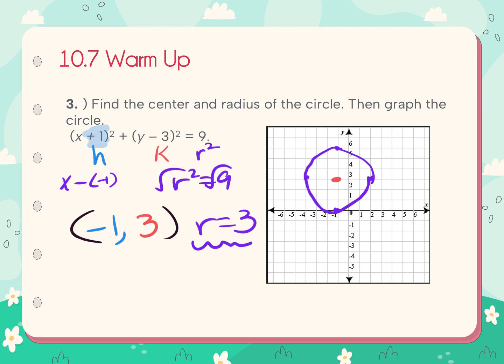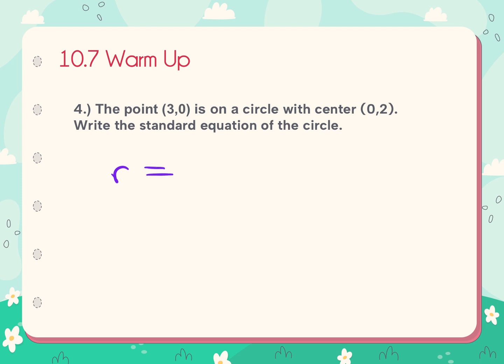And then the last one, I'm going to give you a point on the circle and the center. You need to first calculate the radius, and then you're going to plug everything back in. So for the last one in the warm-up, we're going to first find the radius. We're using this ordered pair. This is my h and my k over here, but then I also have my x and my y.